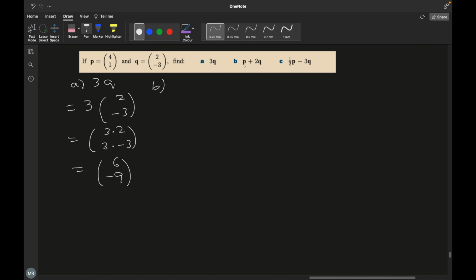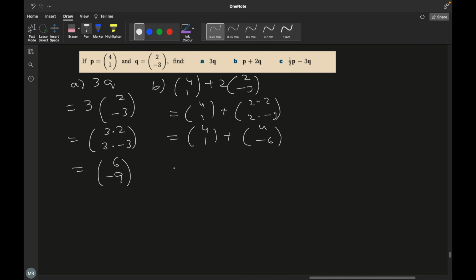And now we have to do b. This is addition, and this would be multiplication. So b is 4, 1 plus 2 into 2, minus 3. We first multiply 2 into 2 and 2 into minus 3. We get 4, minus 6. And now we have to add the x components, which is 8, and add the y components, which is minus 5. That's how you do it.